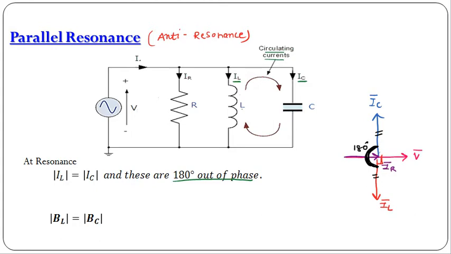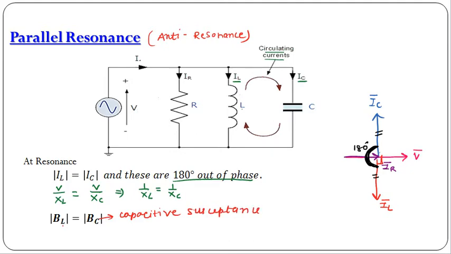So now when IL is equal to IC, what is the IL current? It is given by V by X of L. And what is IC? That is voltage by capacitive reactance. So from here we are getting 1 by X of L is equal to 1 by X of C. So 1 by XL is known as B of L, that is inductive susceptance, and it is equal to 1 by X of C, which is capacitive susceptance.